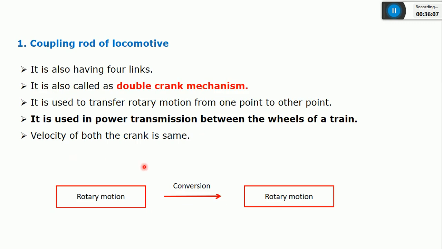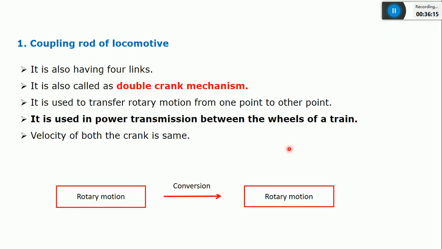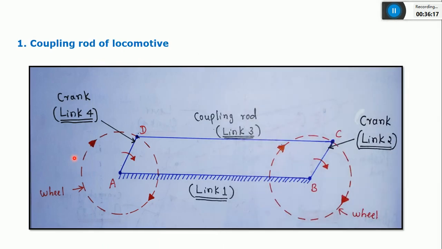And one more feature is the speed of both the wheels is the same. Why? Because you can see in the first image, the length of link AD is the same as the length of link BC, and also the length of link AB and link DC are the same. Since the dimensions of both the cranks are the same, the speed will be the same. Whatever speed you get at the output and the input, both are the same.